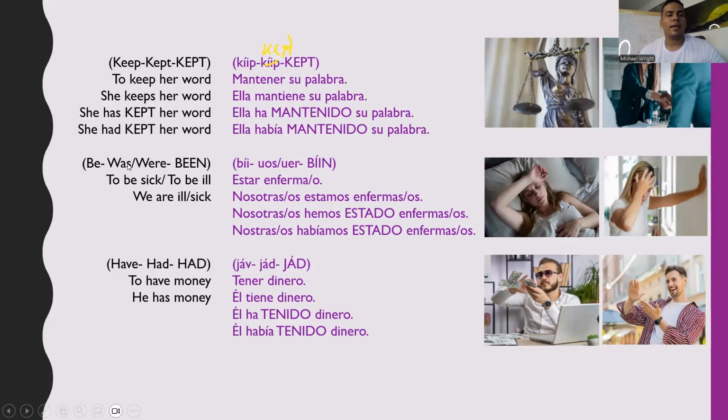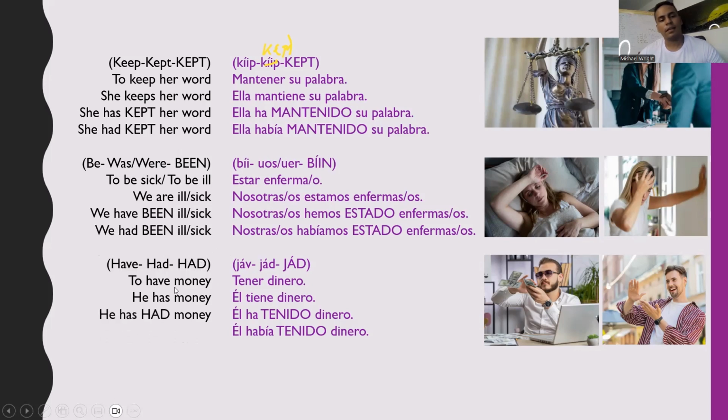Right? To be, the conjugation in past tense would be was, were, and been. To be sick, to be ill. We are ill. We are sick. We have been ill. We have been sick. We had been ill. We had been sick.